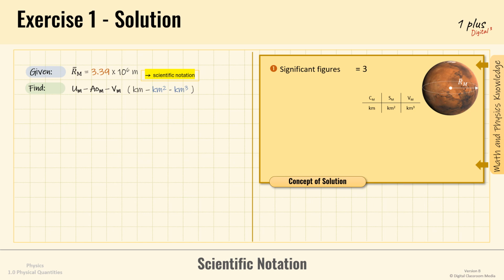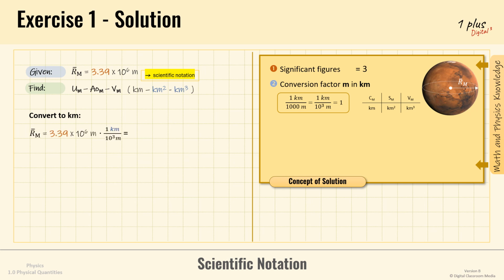Since our results are supposed to be given in kilometers, square kilometers, and cubic kilometers, we will now first convert meters into kilometers. For this, we use a conversion factor. We write it as a fraction. At the top stands 1 kilometer, at the bottom stand 1,000 meters. Both describe the same length. 1 kilometer is exactly 1,000 meters long. Therefore, the fraction has the value 1.